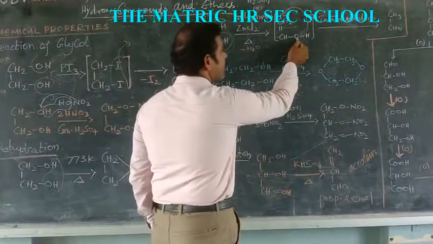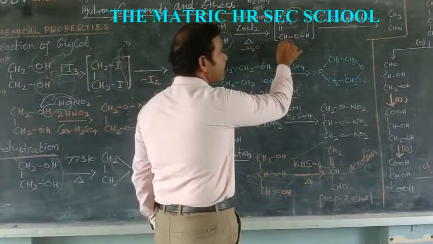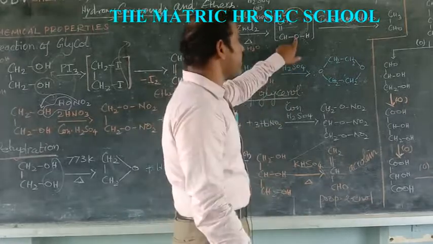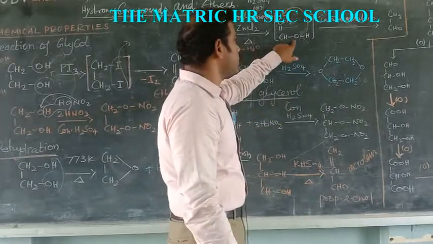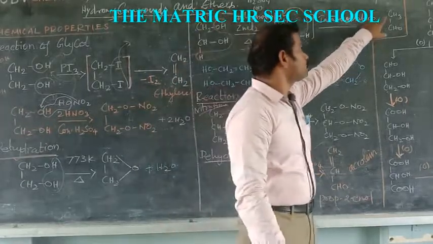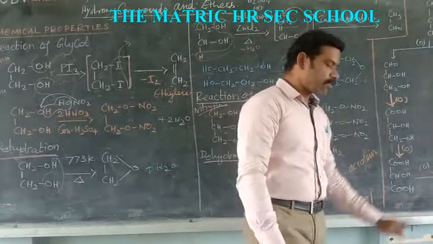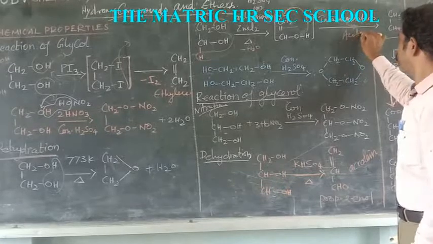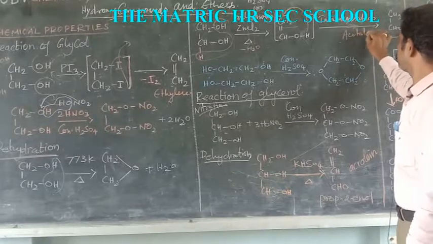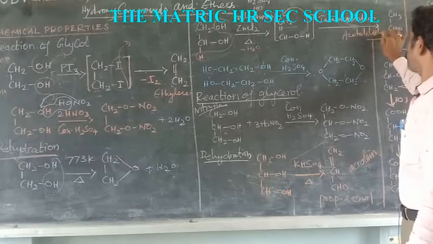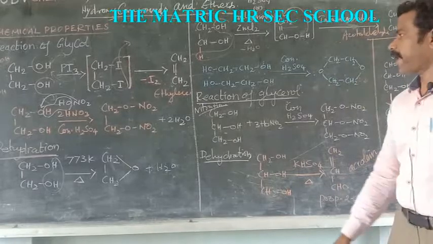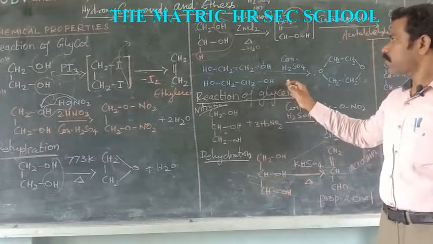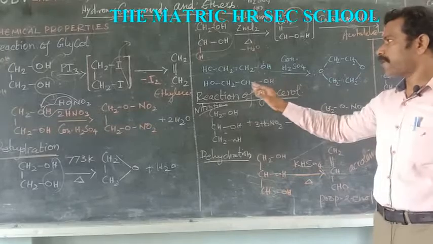The carbon is directly involved in another one bond with carbon, and the oxygen is directly involved in another one bond with carbon. So we will get CHO. So CH3CHO, that is the alkanal or acetaldehyde. Acetaldehyde. Okay. Next, another important method is dehydration of ethylene glycol.